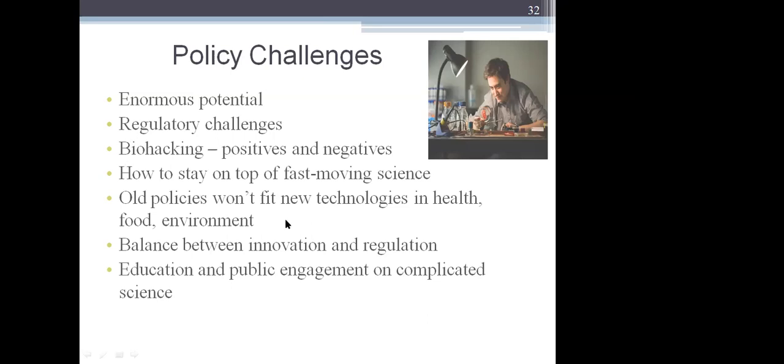The old policies usually cannot fit these new technologies. So new policies should be designed and introduced alongside the old policies. We should put a balance between innovation and regulation. Innovations are endless, but we have to put regulations there.